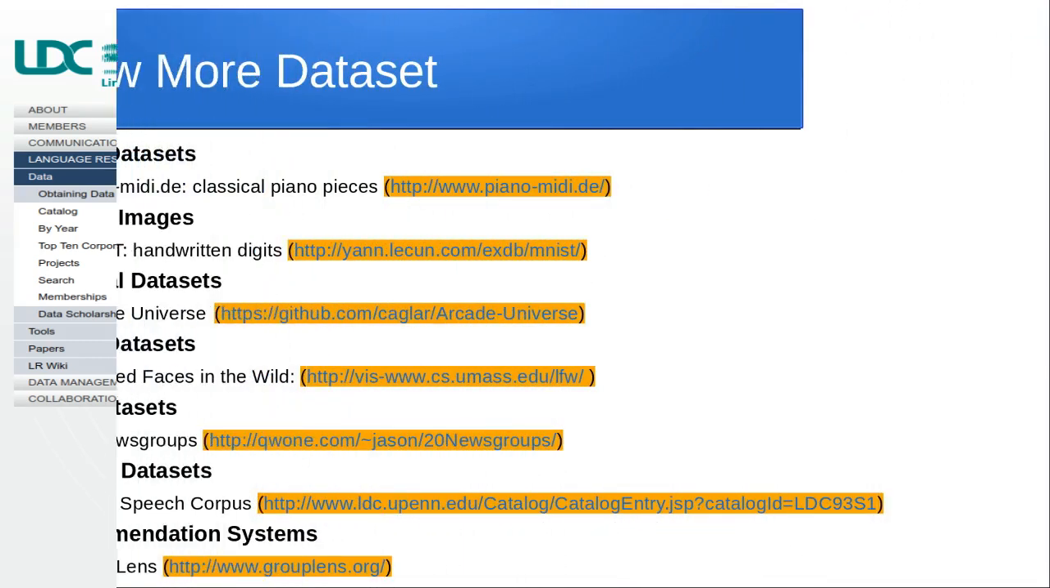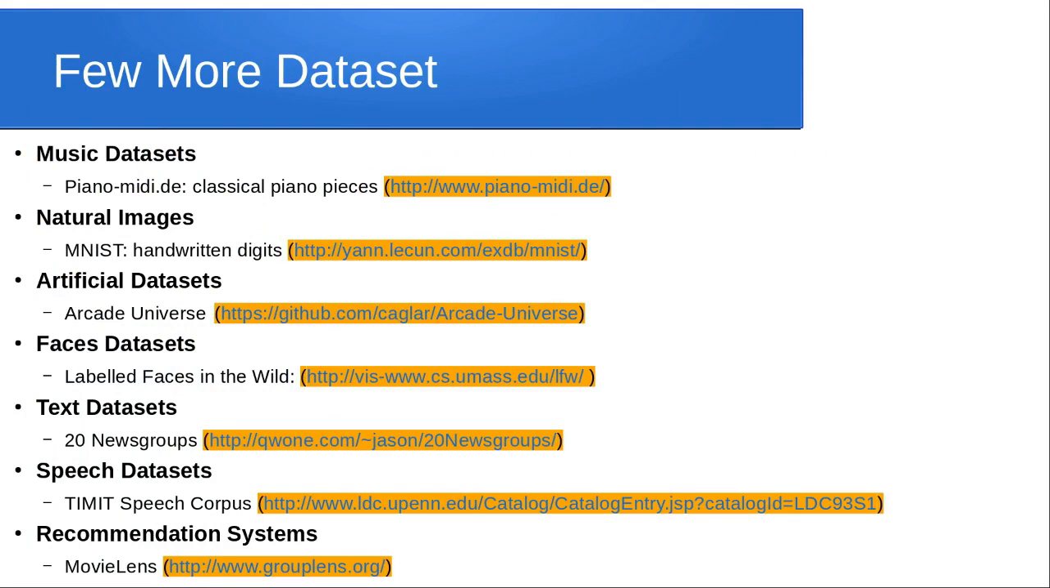The URL for this website is www.ldc.upenn.edu/catalog/catalogEntry.jsp?catalogId=LDC93S1.